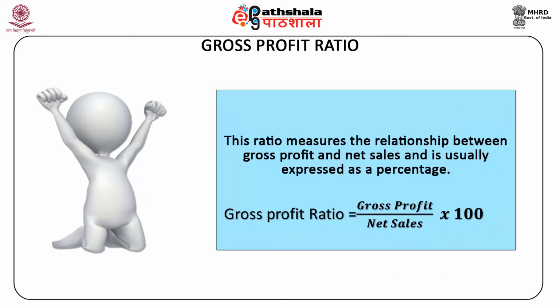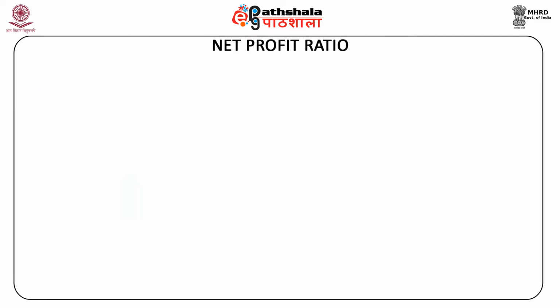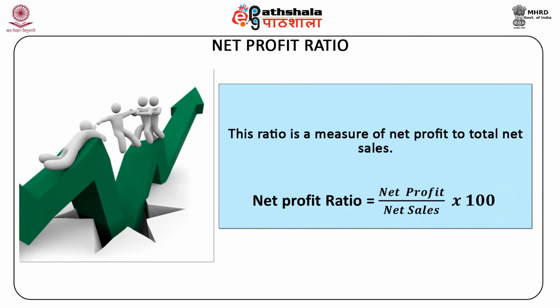This ratio measures the relationship between gross profit and net sales and is usually expressed as a percentage. This ratio is given by the following formula. Gross profit ratio is equal to gross profit divided by net sales multiplied by 100. Net profit ratio. This ratio is a measure of net profit to total net sales and is given by the following formula. Net profit ratio is equal to net profit divided by net sales multiplied by 100.